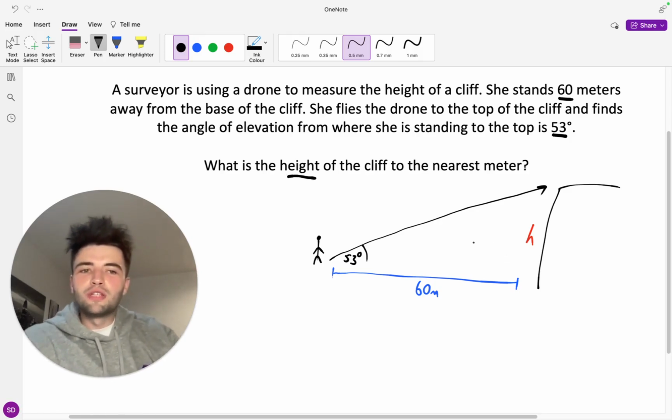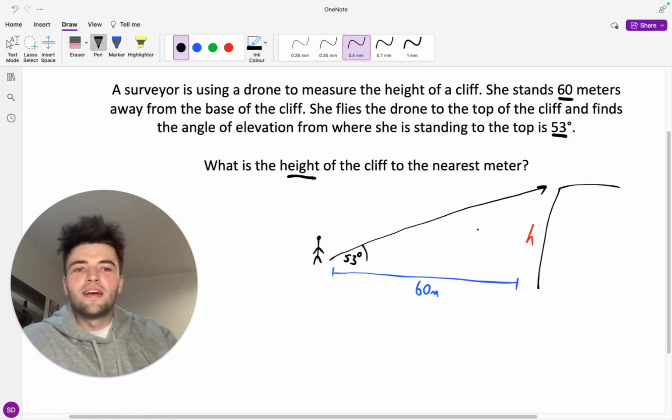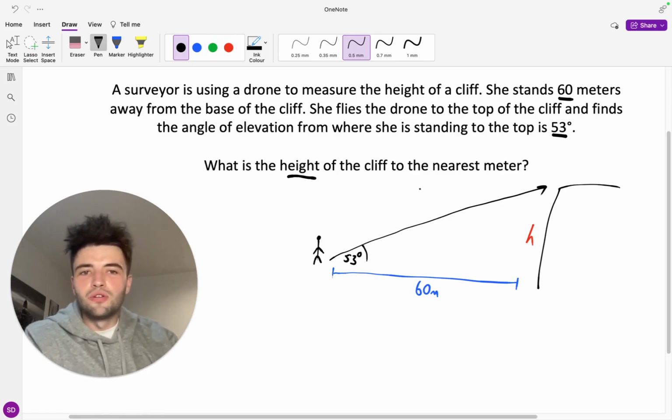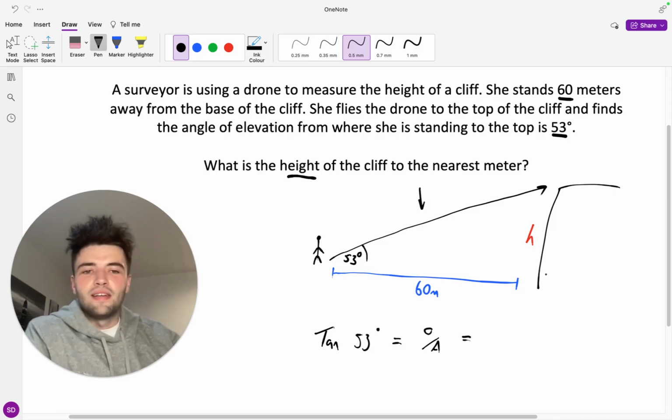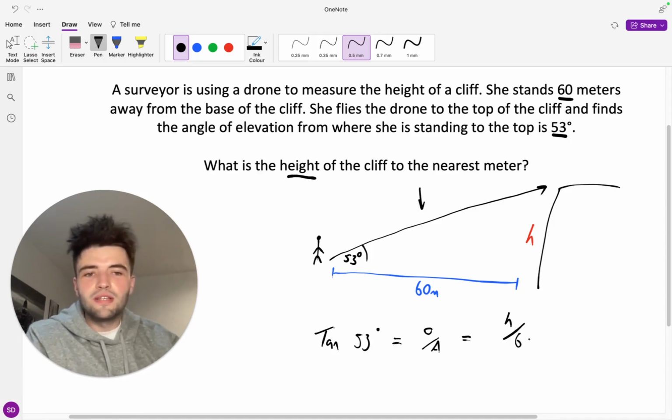If we're trying to find the length h, which is going to be the height of the cliff, we basically need to figure out which of our trig functions we're going to use here. Because we have this triangle and we don't know the hypotenuse, so we don't know the length from her to the top of the cliff, but we know the horizontal distance and we know the vertical distance is going to be called h, what we can say is that tan 53 is equal to the opposite over the adjacent, because that's the ratio we use for tan. The opposite is going to be h, and the adjacent, which is given in the question, is just going to be 60. So tan 53 is equal to h over 60.